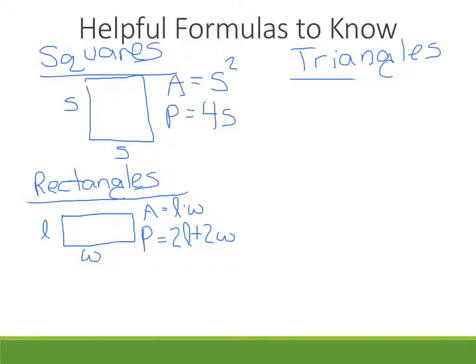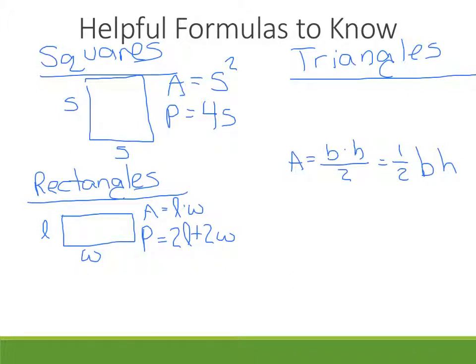Okay. Let's talk about different types of triangles. The important formula that we're going to start with for triangles is the area of a triangle, which I'm going to write two ways. We might say base times height divided by 2. Or you might have also seen that as 1/2 times the base times the height.